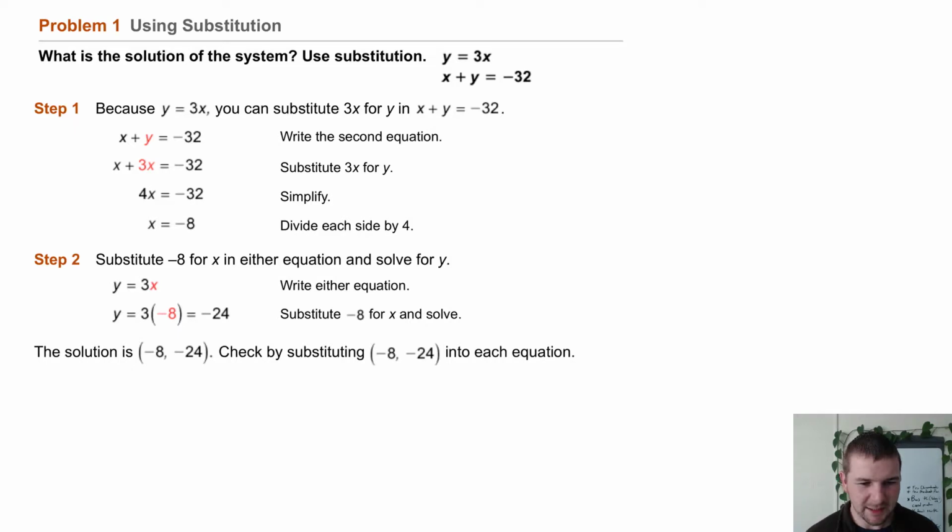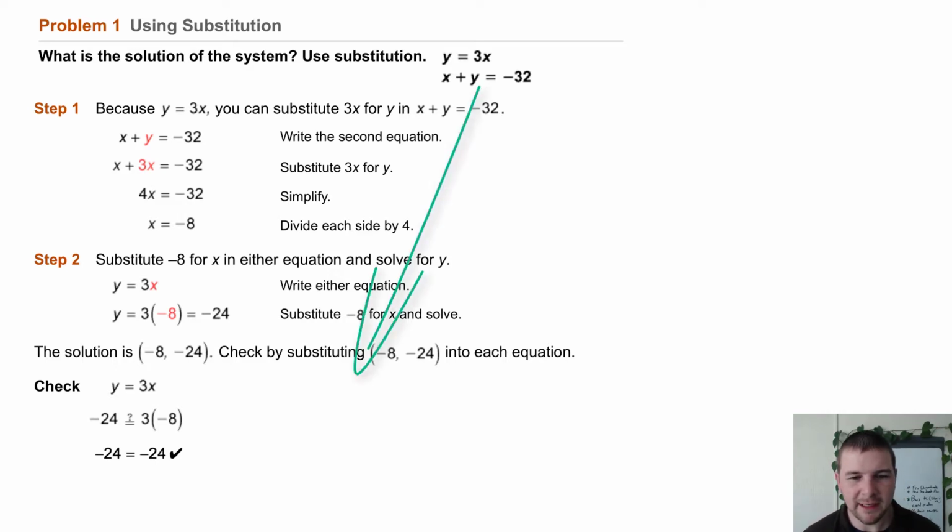So our solution is negative 8, the value we found for x, and negative 24, the value we found for y. We should always check our solutions to systems, just as we did when graphing, by substituting our solution into each equation. So we check. In the equation y equals 3x, does our solution work? Well, negative 24, does that equal 3 times negative 8? And sure enough, negative 24 equals negative 24.